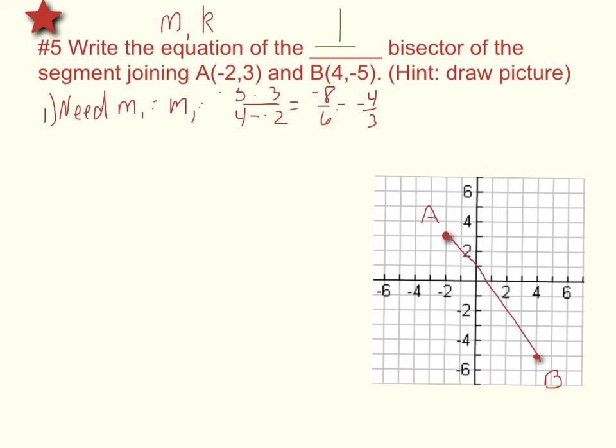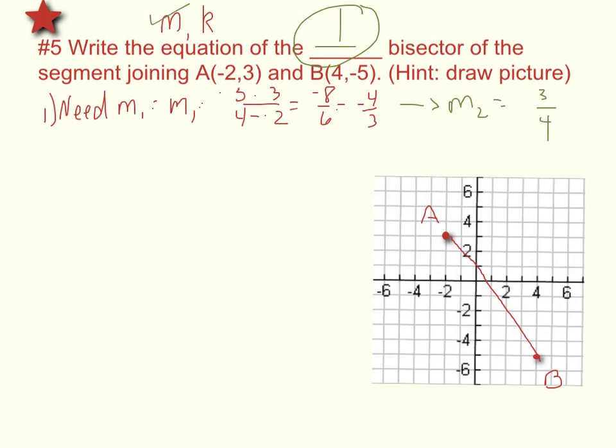Now, if m1 is negative 4/3, what does that mean m2 is? What does that mean the perpendicular slope is? Do you leave it the same, or do you flip and switch it? Well, you flip and switch it. So it goes from negative to positive, and instead of 4 over 3, it's 3 over 4. All right, very cool. So now we have the slope. You might want to put a check right there next to m. You got your m.